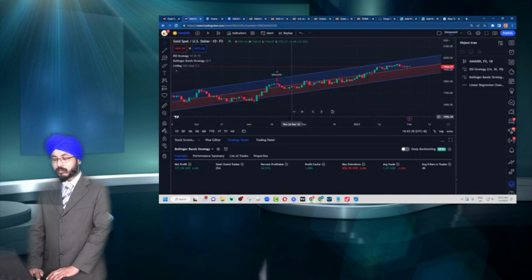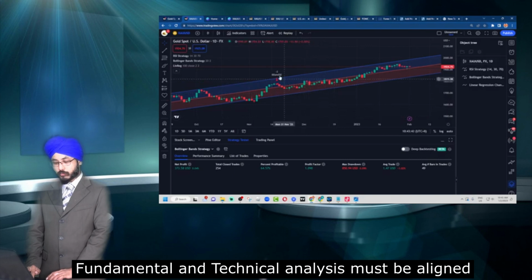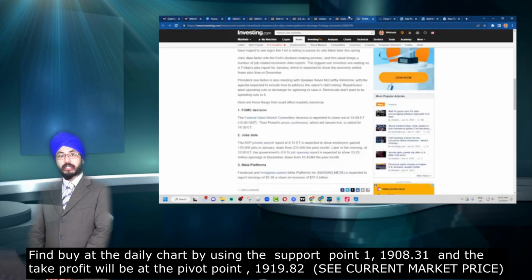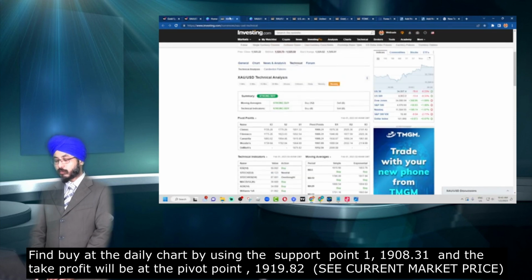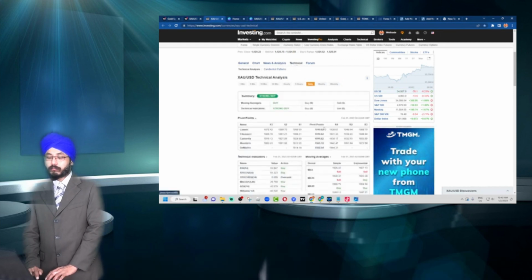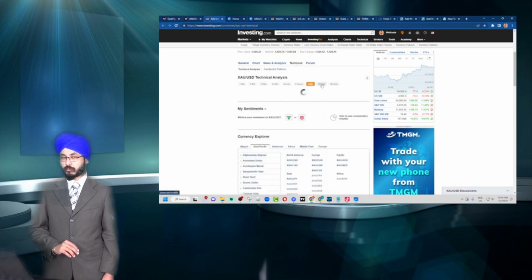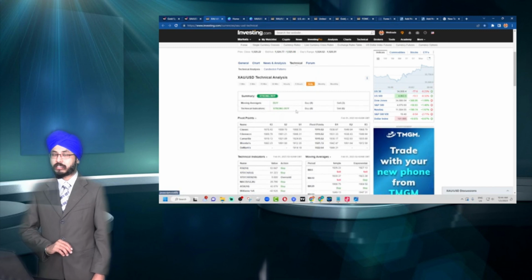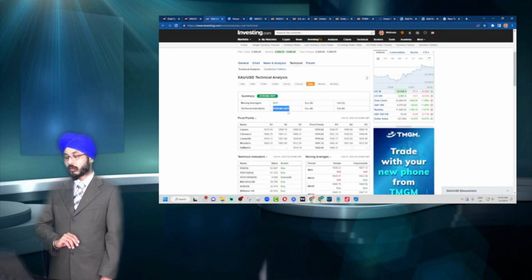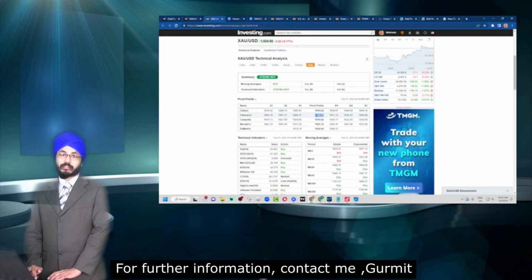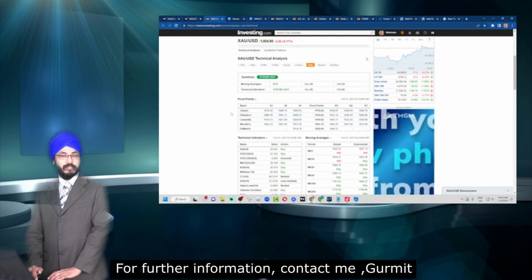And we can see that at the daily, we can go for our entry point at 1908.31, and we can take profit at our pivot point, which is 1919.82. This is based on the technical analysis as well, as we can see that it is supporting a strong buy, and our fundamental analysis is also aligned, which means that we can go with this particular method. This method has a winning rate of about 80 to 85% in the market.